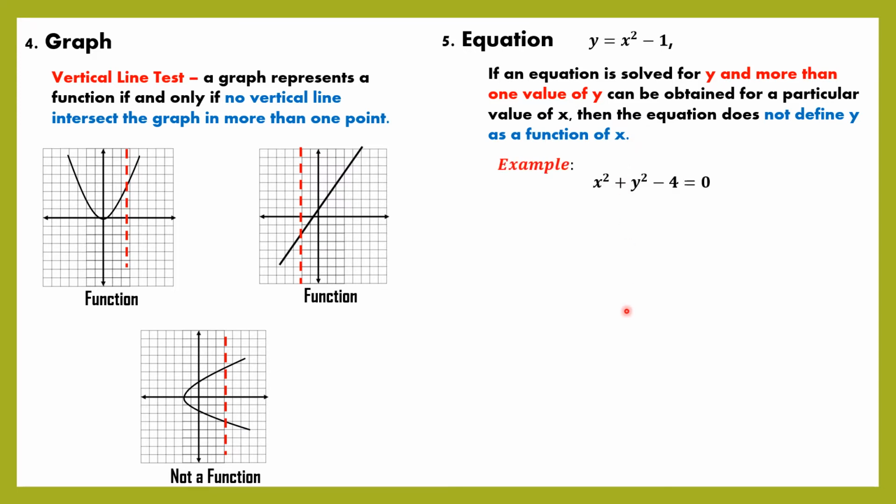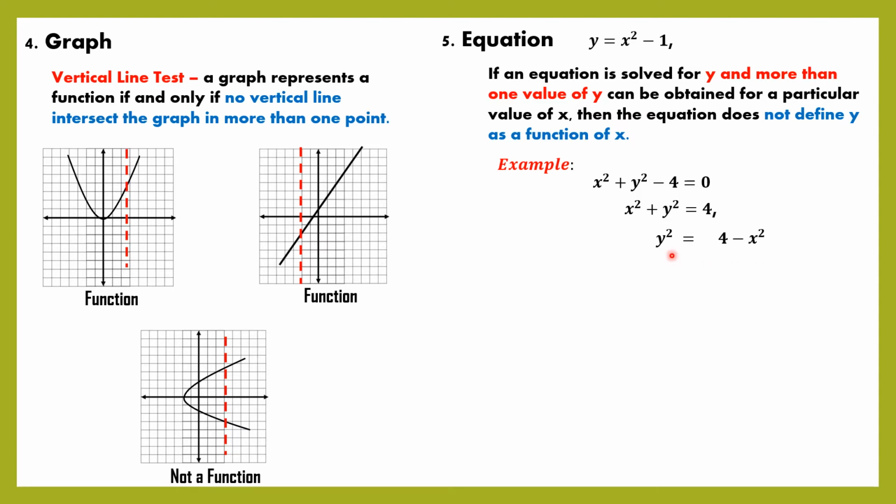For example, x squared plus y squared minus 4 is equal to 0. So, let us solve for y. Transpose natin ang negative 4 sa left side, so it will become positive. And then, yung x squared, transpose din natin sa ating right side, so it will become negative. So, palaging tandaan, pag nag-transpose, you have to change the sign. So, we will have now y squared is equal to 4 minus x squared.